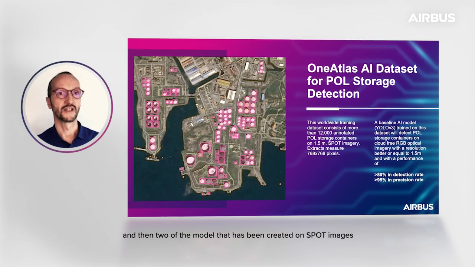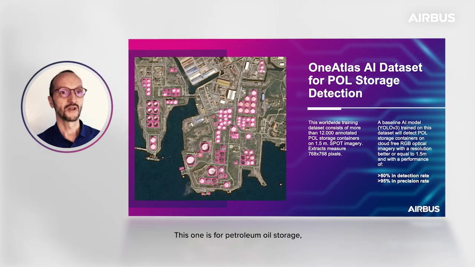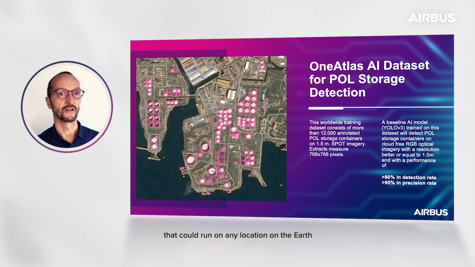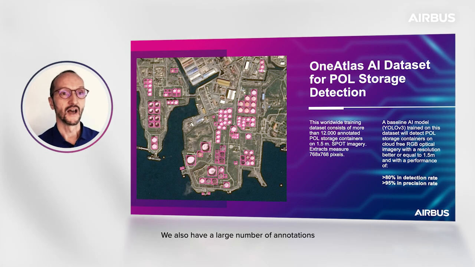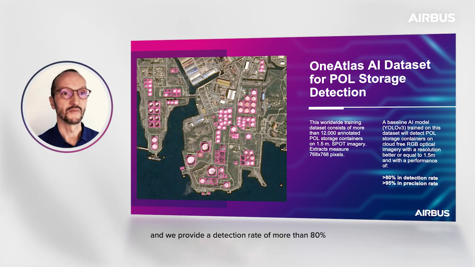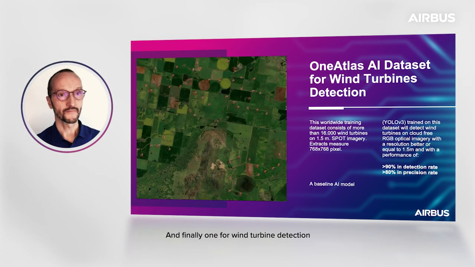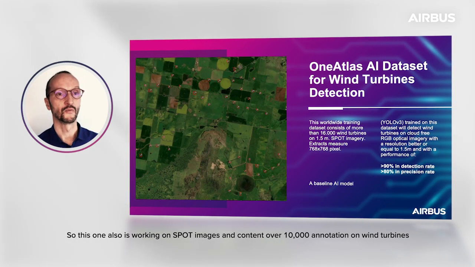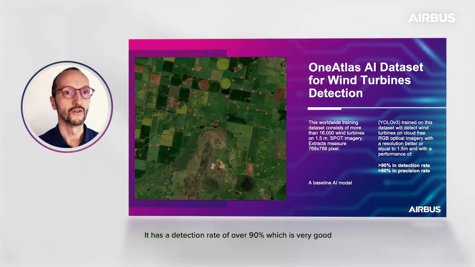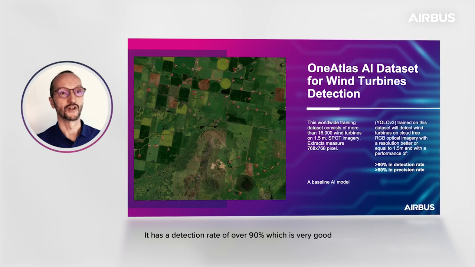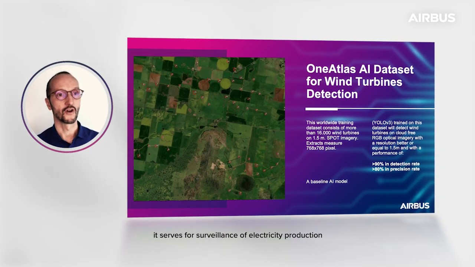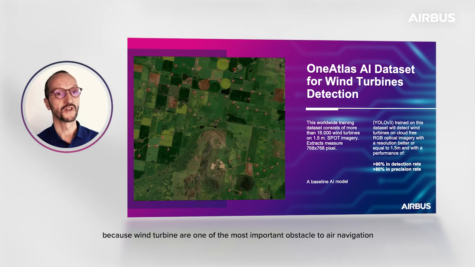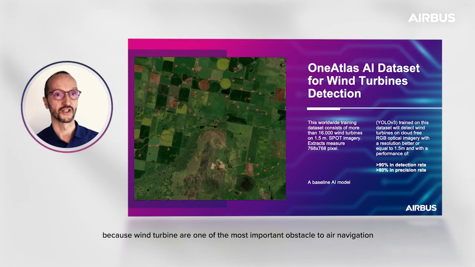And then two other models that have been created on SPOT images. This one is for petroleum oil storage that could run on any location on Earth. We also have a large number of annotations, and we provide a detection rate of more than 80%. And finally, one for wind turbine detection. This one also works on SPOT images and contains over 10,000 annotations of wind turbines. It has a detection rate of over 90%, which is very good. It serves for the surveillance of electric production, but also air navigation obstacles, because wind turbines are one of the most important obstacles to air navigation.